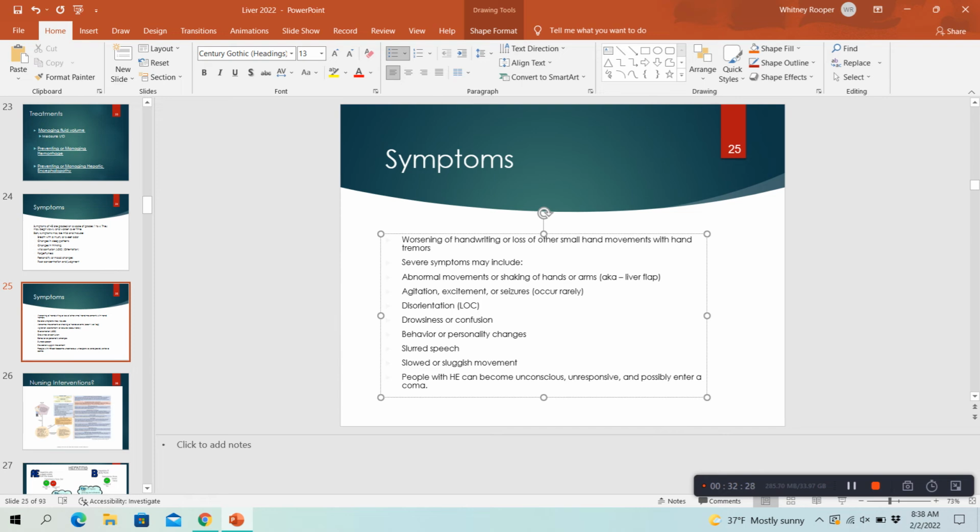That poor little guy yesterday didn't even know what world he was in, I don't think. Behavior or personality changes. Slurred speech. Sluggish movements. And at the end, they can become unconscious, in a coma, and possibly death.